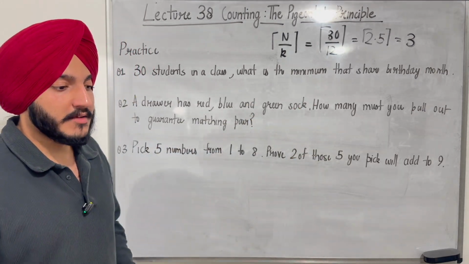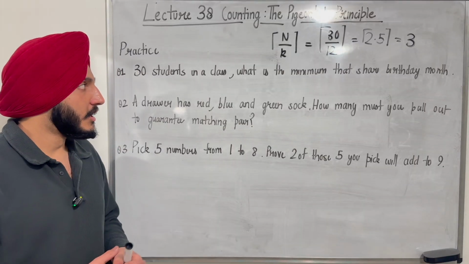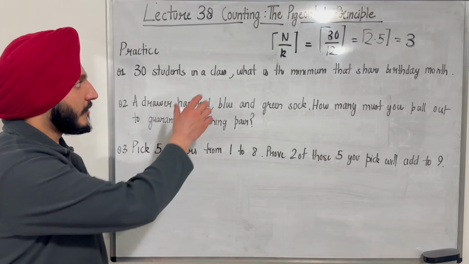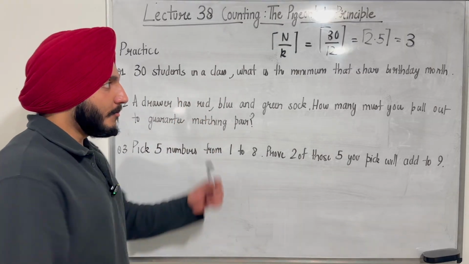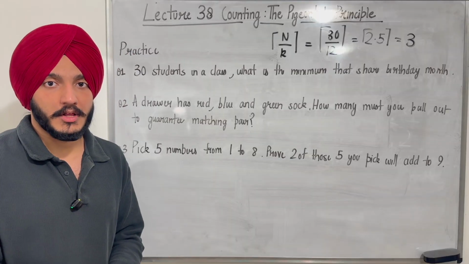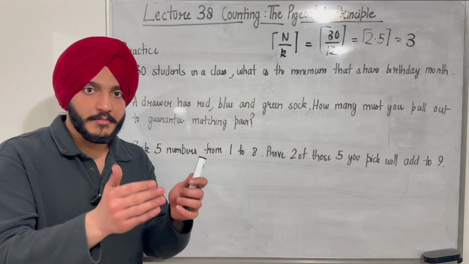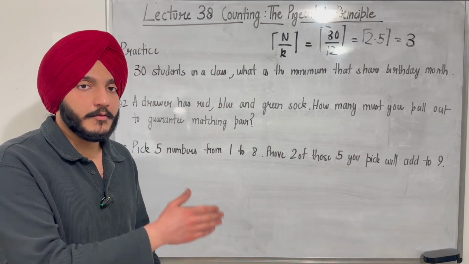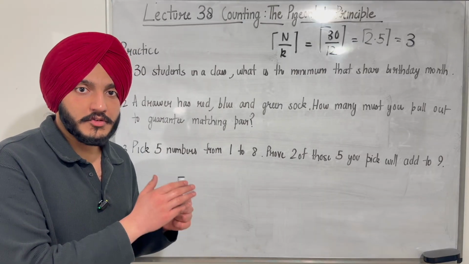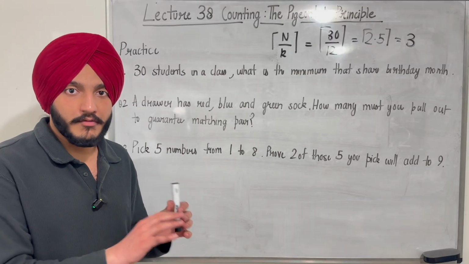Let's just try to understand it from a different perspective, right? Let's just logically understand this question. So I'm asking you, you have 30 students in a class. What's the minimum that would share a birthday month, right? Like, what's the guarantee that they would share a birthday month? So let's just take the worst case scenario, right? First, let's take the 12 people out of the 30, right? We can say that, okay, out of these 12, they're all born in different months. Then we take the next 12, so you have 24 people.